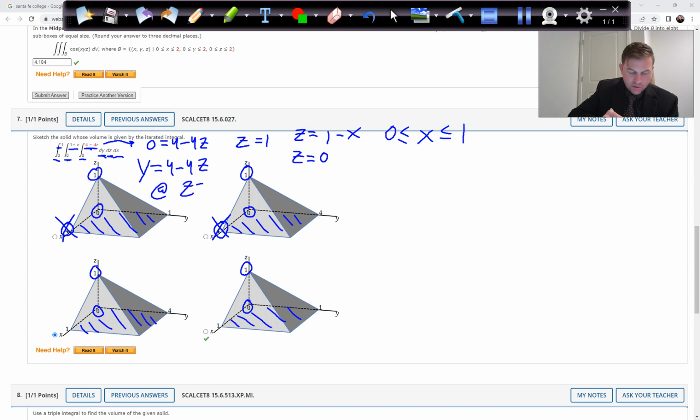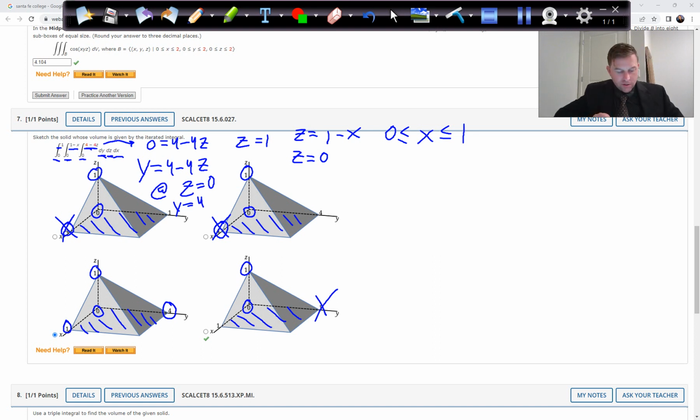At z equal to 0, y equals 4. So that's going to allow us to go all the way out to that 4, which means this one is wrong. So it has to be this picture here. X goes from 0 to 1, y goes from 0 to 4, and z goes from 0 to 1. And we just look at the endpoints.